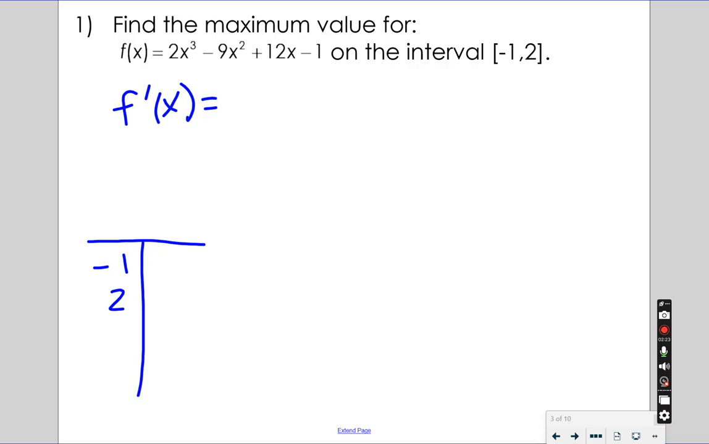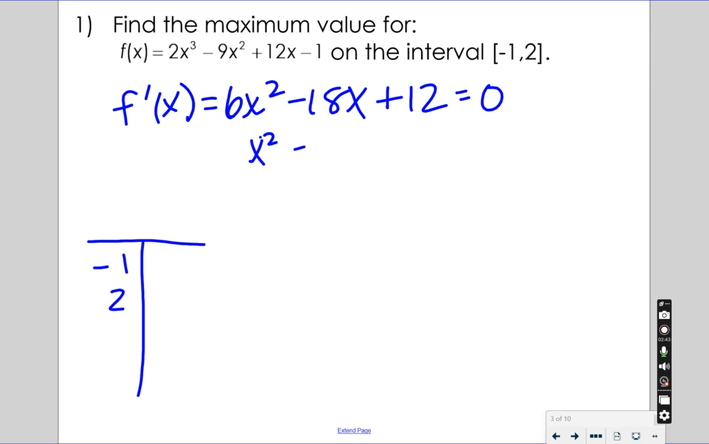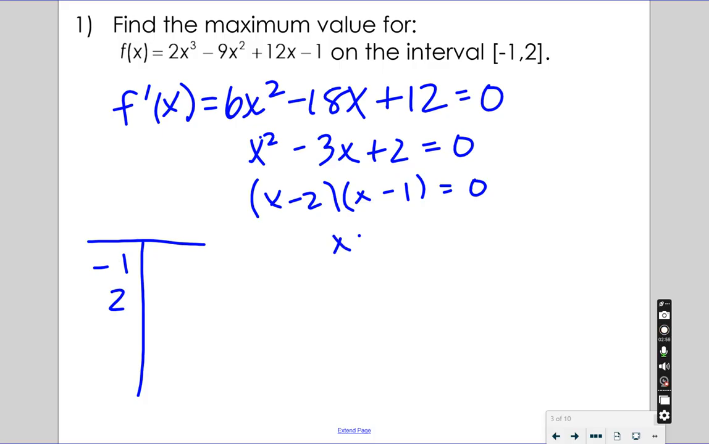All right, so my derivative here is 6x squared minus 18x plus 12. Can I get an undefined slope out of that? No, so let's just set it equal to 0 because that's the only way I'm going to get critical values. How about we divide that by 6? So x squared minus 3x plus 2 equals 0. Factor that. X minus 2, x minus 1, x equals 1 and 2. Those are my critical values. Do they fall within my interval? Yes, they do. Actually, 2 is already on the list over there. So 2 is taken care of. I need to add 1 to the list.